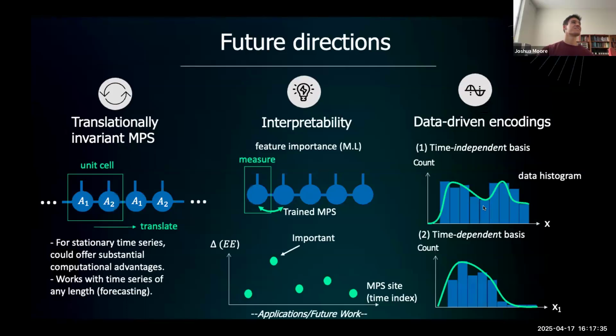No worries. So just quickly, some future directions. We can look at using translationally invariant MPS. The idea is we have this inductive bias where, instead of allowing these different tensors to take different values, we can add some constraints on which values they can take, and we can have a unit cell. So we have repeating patterns of tensors, and this might give us some advantage in forecasting and other stationary time series analysis problems.